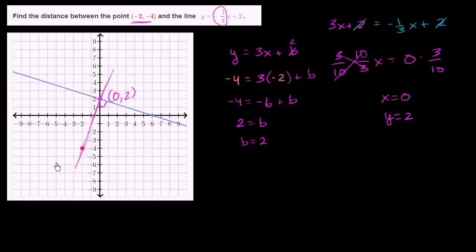We already know that this point right over here is the point -2, -4. And now we just need to find the distance between these two points. And the distance formula really is just an application of the Pythagorean theorem. We just need to find the change in the y direction and the change in the x direction. So let's do that separately. So in the y direction, what is this distance right over here? We went from y is equal to -4 to y is equal to 2. This distance is 6.